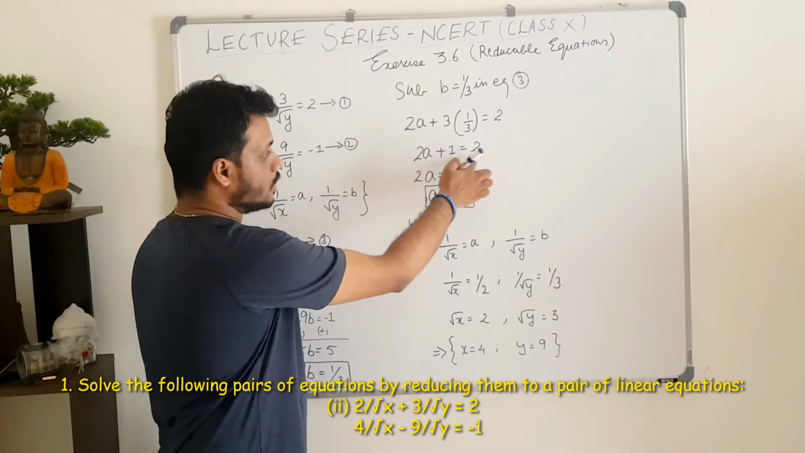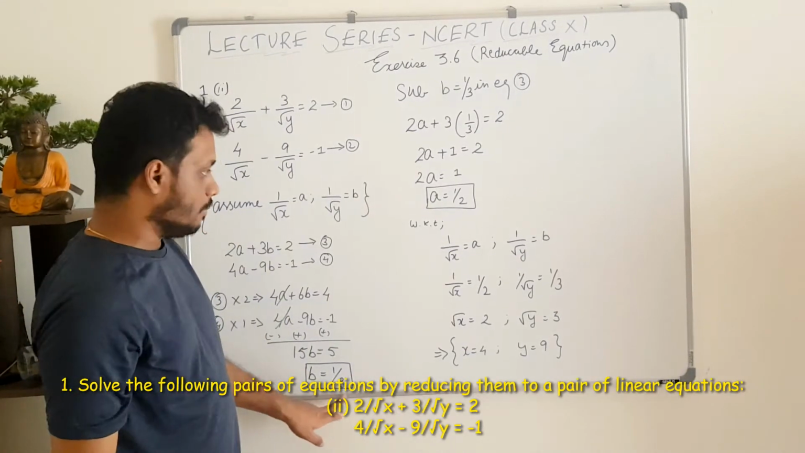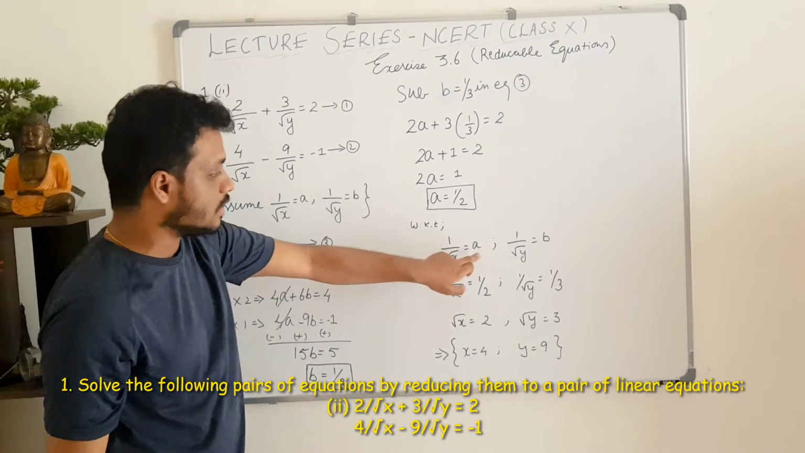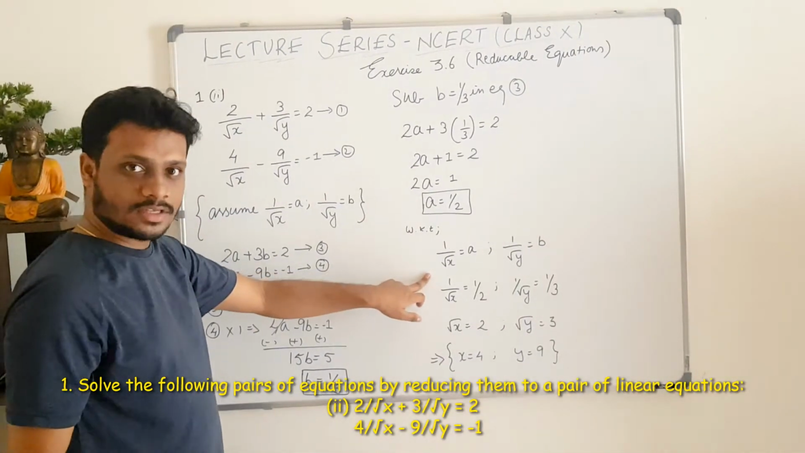So it would be 2a plus 1 is equal to 2, or 2a is equal to 1, or a would be 1 by 2. Now we got the value of a and b. We know that 1 by root x is equal to a and 1 by root y is equal to b according to our assumption. So we are trying to find out the value of x and y.